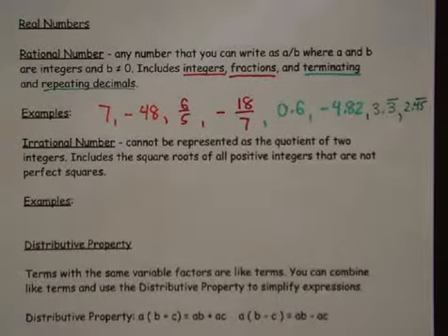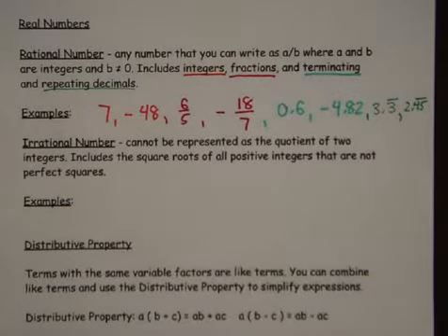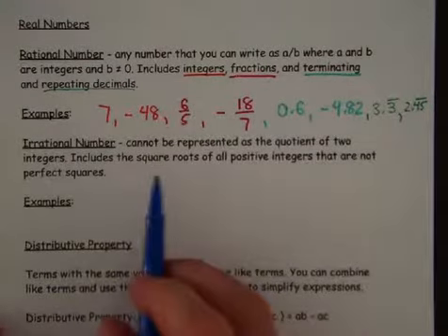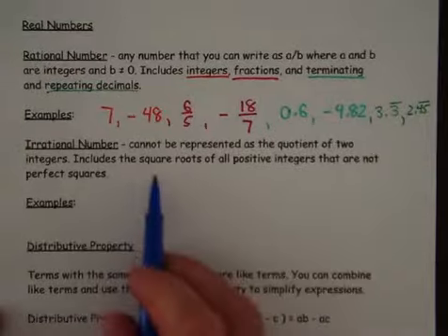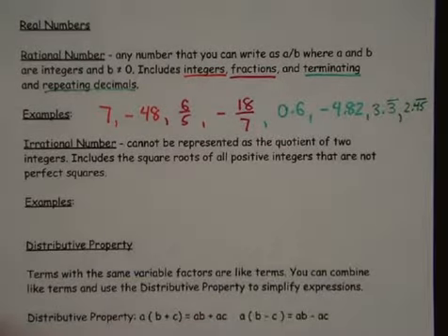Now, those vary from irrational numbers. An irrational number cannot be represented as the quotient of 2 integers. Okay, it cannot. This is going to include non-repeating decimals and things like square roots of all the positive integers that are not perfect squares. So we'll talk about that in a second.